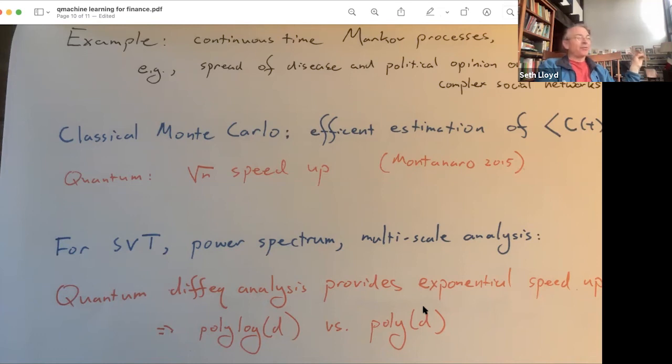So if you look at the analysis of the outcomes of Monte Carlo for this kind of thing, bread and butter, principal component analysis, singular value transforms, power spectra, et cetera, the quantum algorithms for analyzing the quantum state, that solution of the Monte Carlo, is exponentially faster.